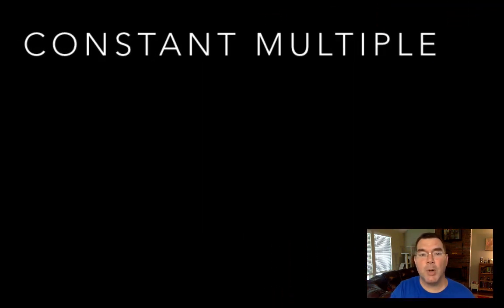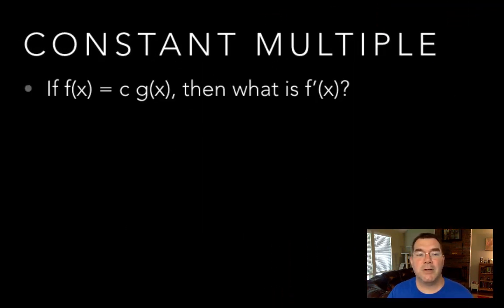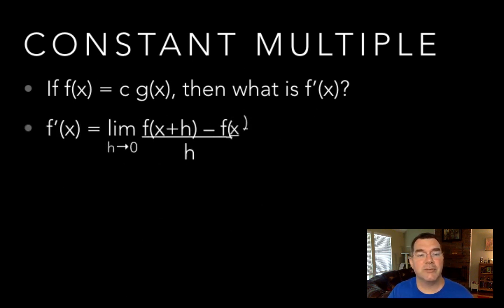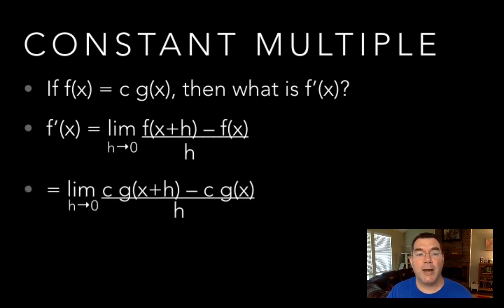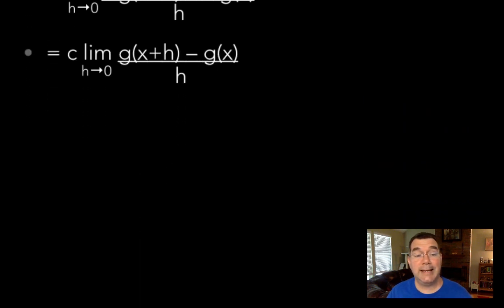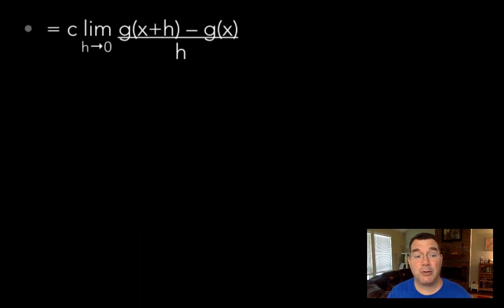Then there's the constant multiple rule, where if I have a function that is a constant multiplied by a simpler function, then what's the derivative of that? How does the derivative change? Well, there's my definition again. And so I can rewrite f of x plus h as c times g of x plus h, and f of x is c times g of x. And what I notice is that there's a common factor in the numerator of that c, and it's not dependent on h, so I can factor it out and actually pull it outside of the limit itself.